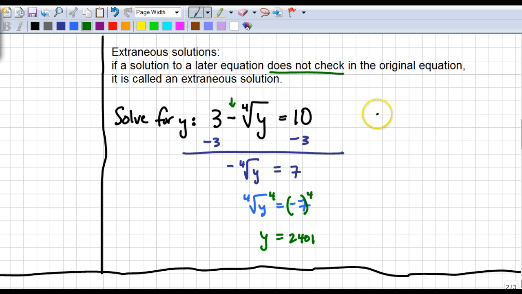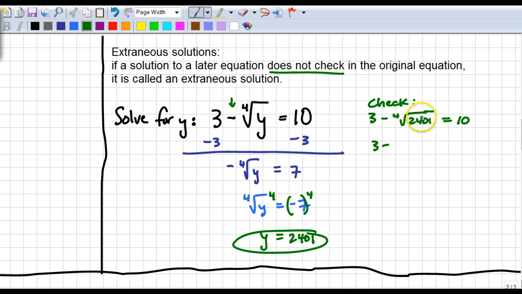If I try to plug in now 2401 back into the original for my check, 3 minus the 4th root of 2401, let's see if that equals 10. I'm guessing it probably isn't. So 3 minus, I would want to do the 4th root here. I know the 4th root of 2401 is going to be a 7. And 3 minus 7 is definitely not equal to 10.